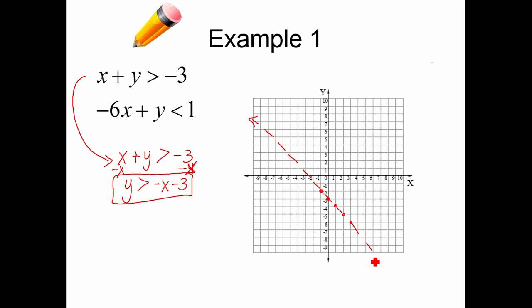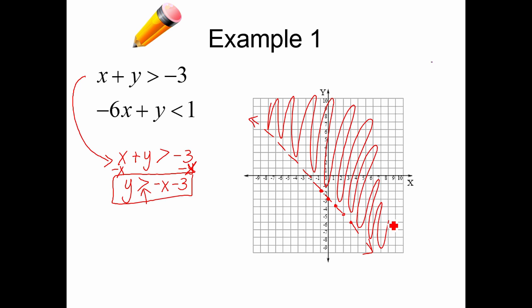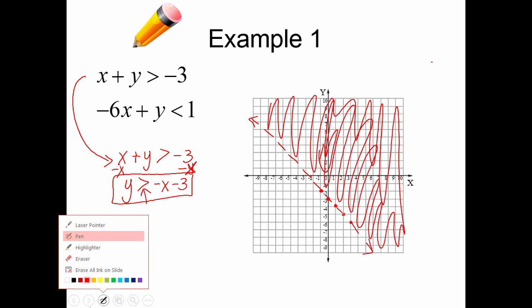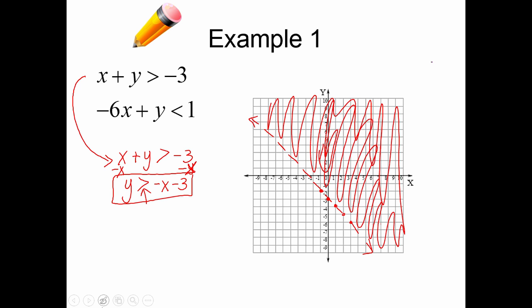So I'm going to dash that line as straight as I can here, and then we're going to go ahead and shade. Because it's a greater than, we want to shade above this line. So all of these points on this part of the graph are solutions to that first inequality. But we have a second inequality we need to graph. So I think I'll switch colors here and maybe do that one in blue.